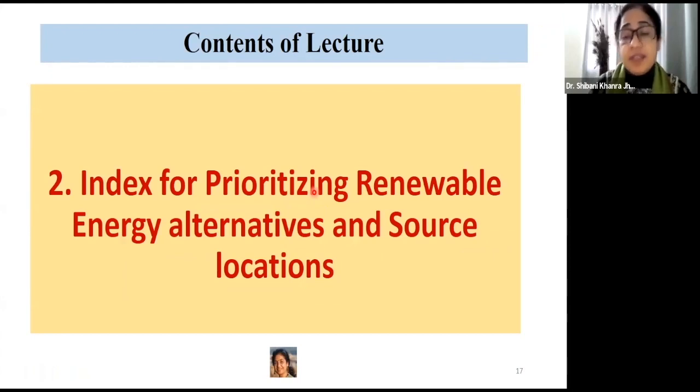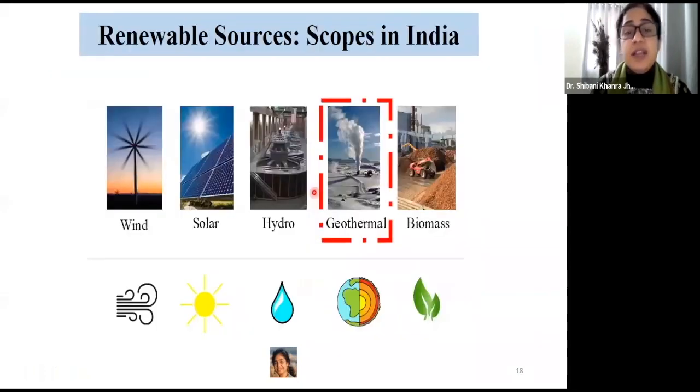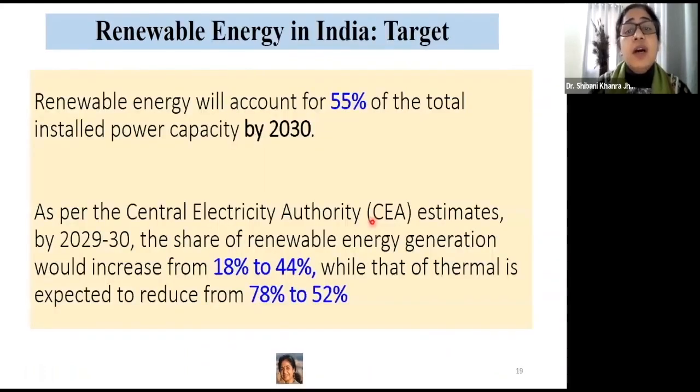So, as we have seen, there are 5 forms of renewable energy alternatives identified: wind, solar, hydro, geothermal, and biomass. However, currently, at the scale of electricity generation, only wind, solar, hydro, and biomass are conventionally used. Geothermal is not addressed so far in the Indian context. So here I'm going to discuss how geothermal resource can also be one of the major elements in that renewable energy domain.